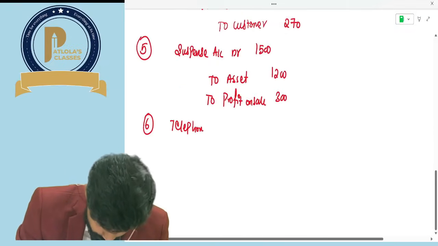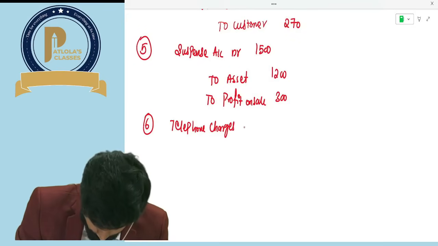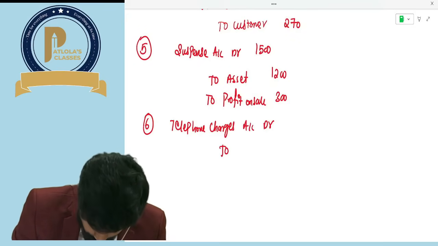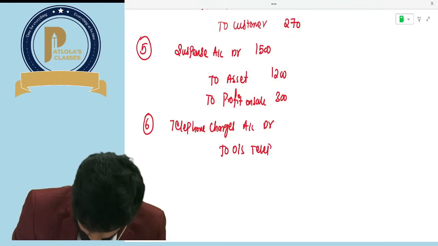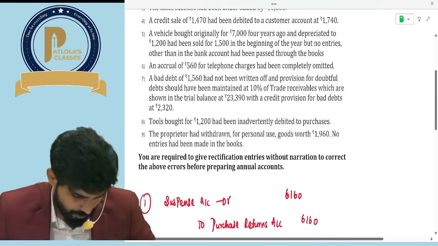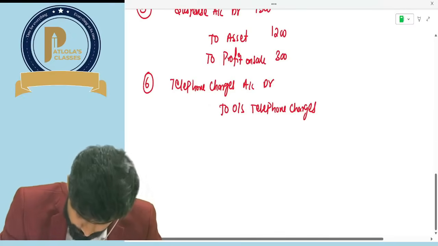So the entry will be telephone charges account debit to outstanding telephone charges. How much is the amount? The amount is 560.